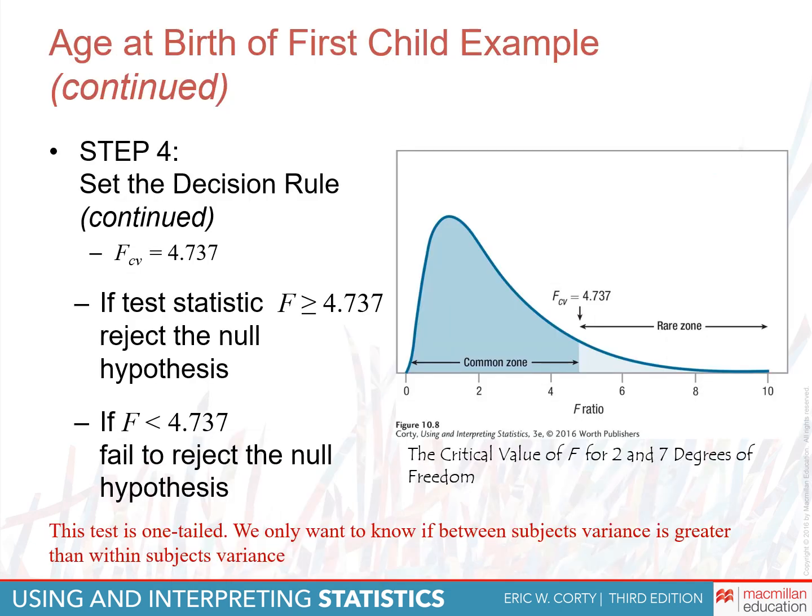Okay, so now we know the critical value of F. We said it was 4.737. And so now we're setting our decision rule. So that critical value, remember, tells us the cutoff points for the common zone versus the rare zone. And so we're going to take that critical value of F and we will compare it to a test statistic F. And if that test statistic is in the rare zone, so it's out here, we know that we will reject the null hypothesis. If that test statistic is in the common zone, meaning it's less than 4.737, we know that we won't reject the null hypothesis.